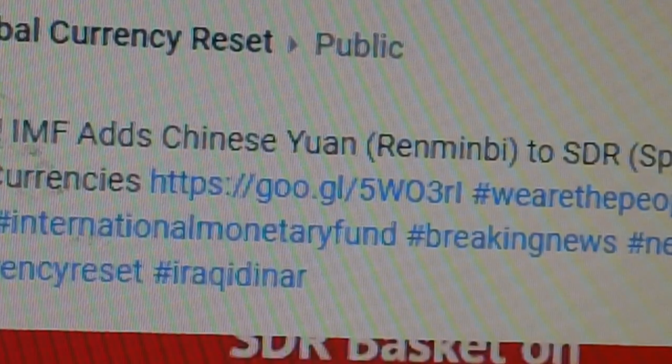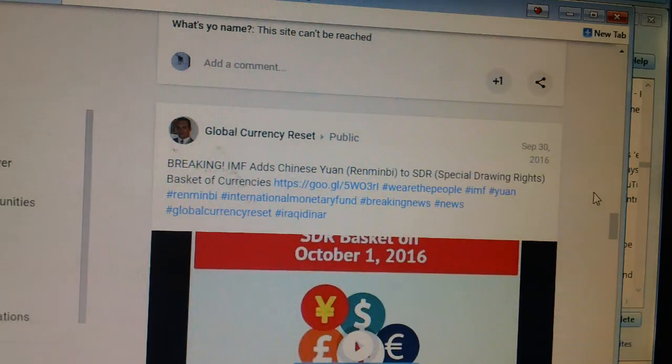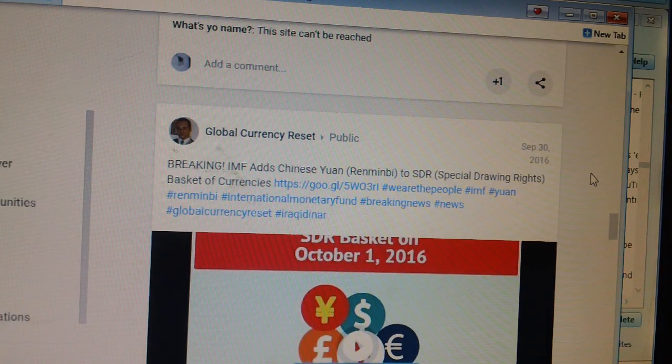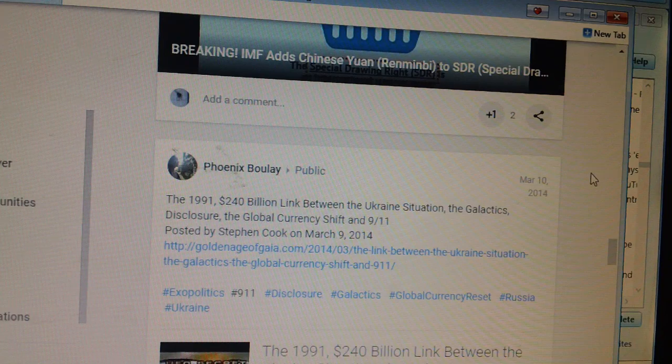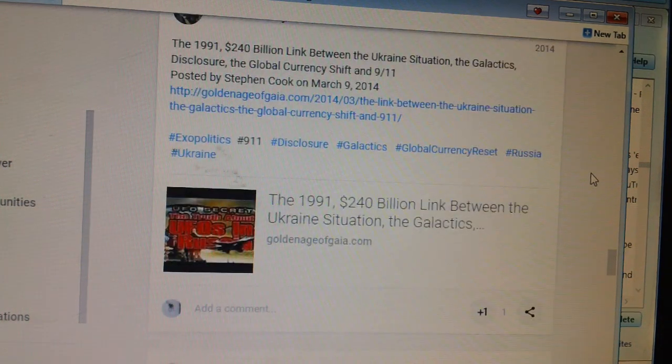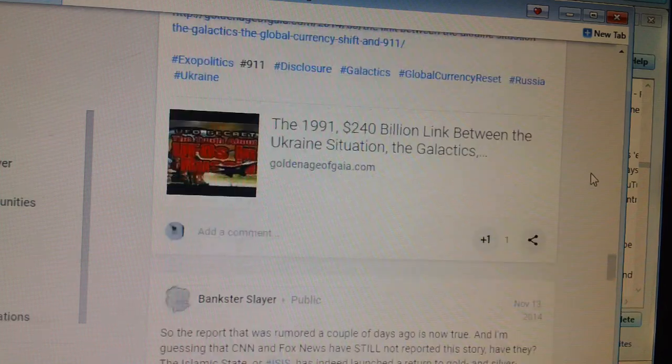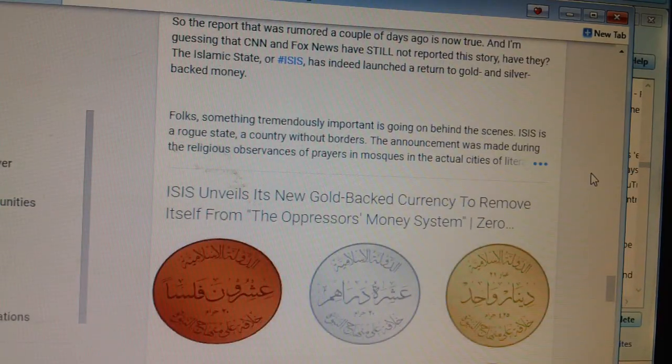Chinese yen now in top 4 global currencies, launches a new global yen payment system. Okay. Fed gooses dollar to gain control over worldwide money reset. Yeah, we owe so much money. I mean, if you look at that bank clock on the public debt, it's funny. It always says public debt. It doesn't say government debt. A lot of banks here. ISIS unveils its new gold-backed currency to remove itself from the oppression money system.